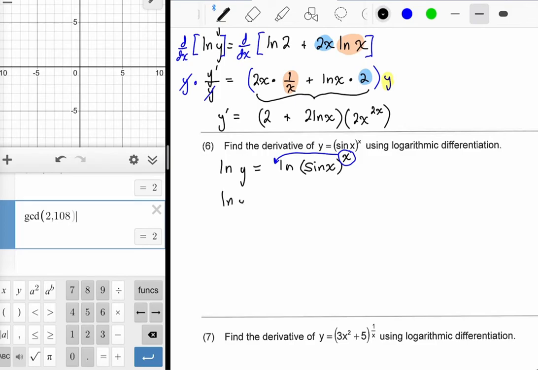So ln of y is x times the natural log of sine of x. I don't have to worry about that intermediate step of using a product rule for logs or anything like that. I still have to use the product rule for derivatives, but that's a different story. All right, so use my trusty highlighter.